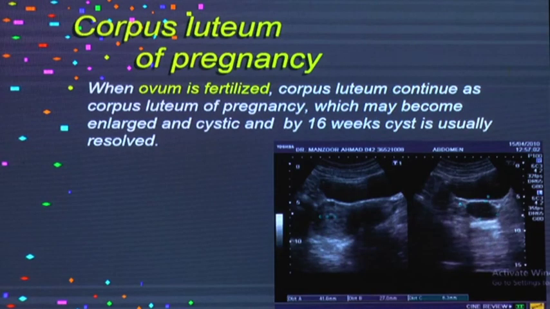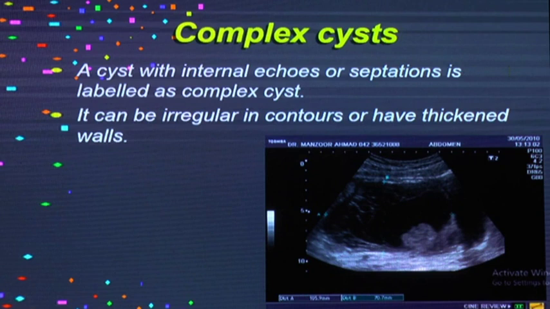Sometimes we see the corpus luteum cyst associated with pregnancy, because the corpus luteum continues as a corpus luteum of pregnancy, which may become enlarged and cystic, and most of the time it disappears by 16 weeks of pregnancy. So what is a complex cyst? A cyst with internal echoes or separation is labeled as a complex cyst.